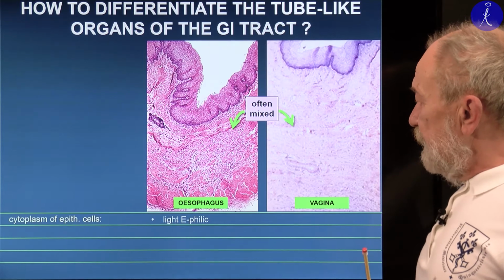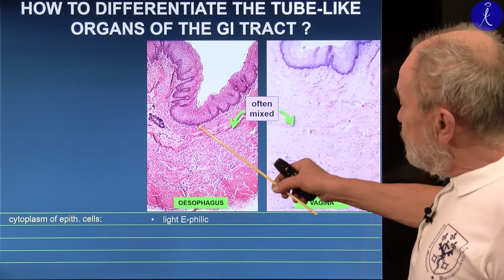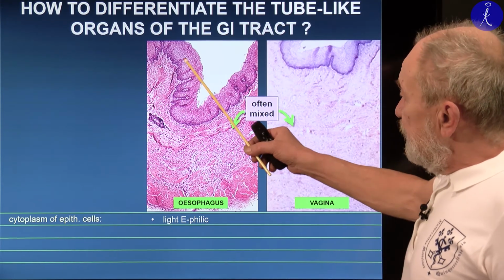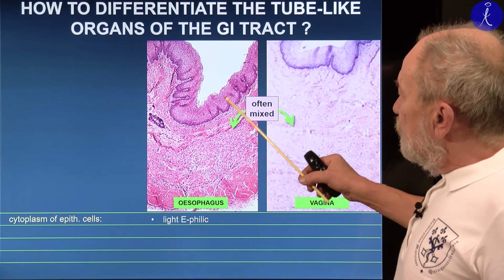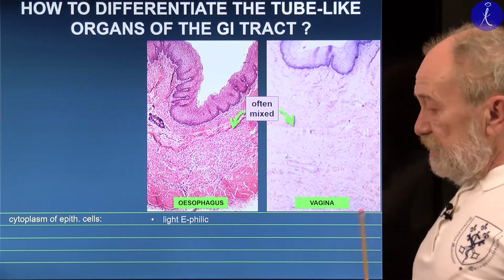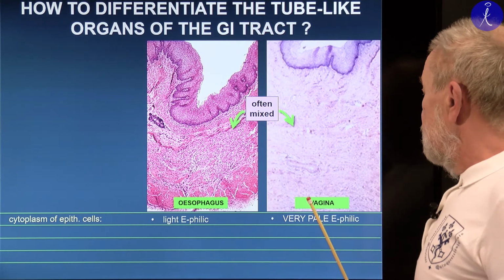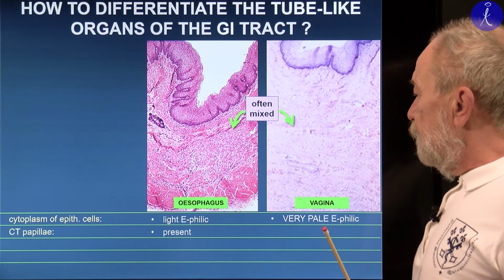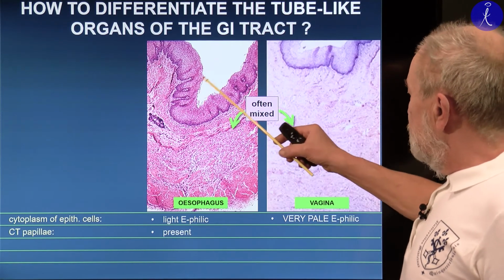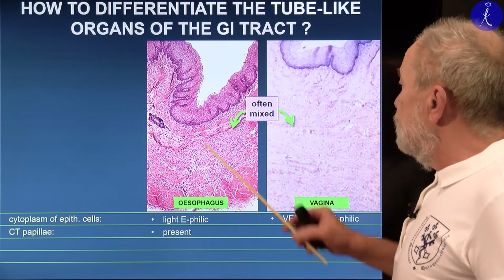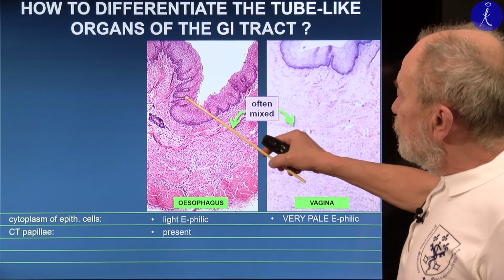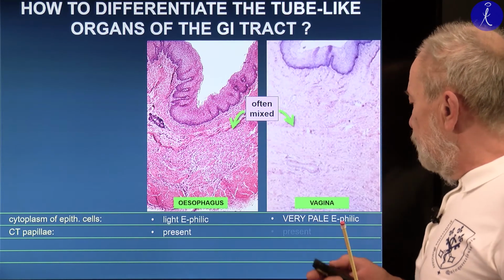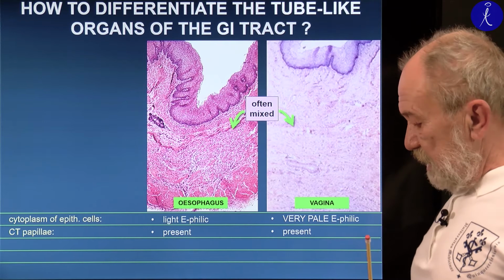Look at the differences. The epithelium is the same, the stratified squamous non-keratinized epithelium in both organs, and in the esophagus the cells of the epithelium are quite pale. In the vagina they are even more pale, so there is not an exact difference between the two. Then look at the connective tissue papillae. In both cases, as you can expect, because the epithelium is quite thick and needs the supply of nutrients through diffusion, connective tissue papillae are present, and present in the vagina as well.